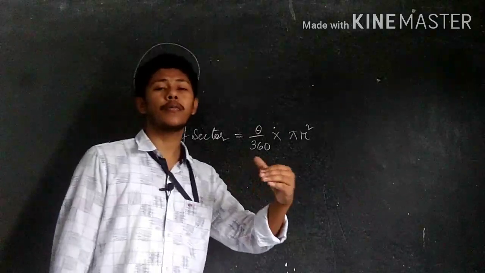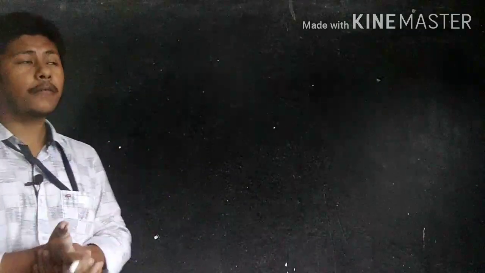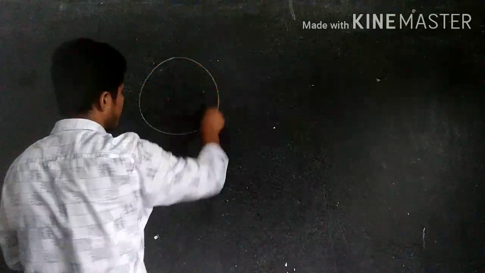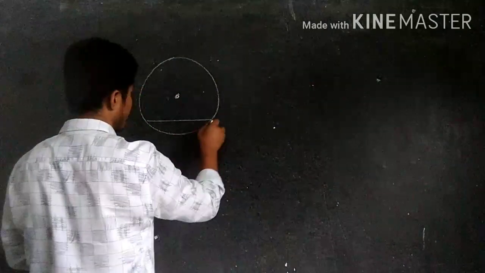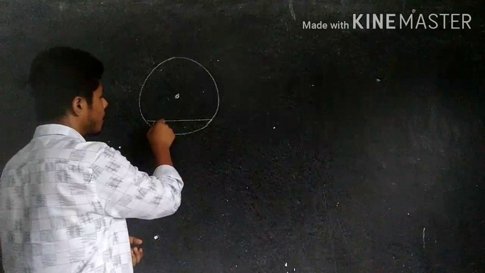Okay, now next we have to know the formula for area of segment. For area of segment, suppose this is the circle, the center, and this is the chord. So directly this segment part we can find out.